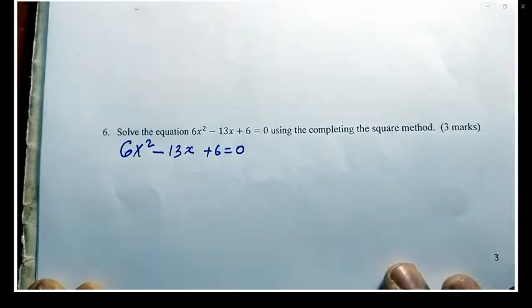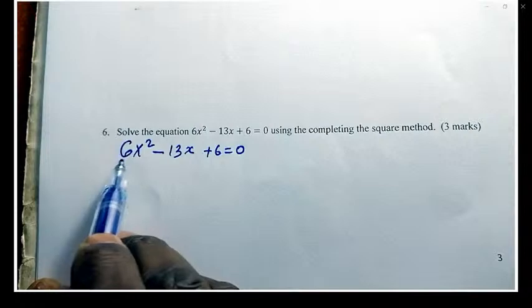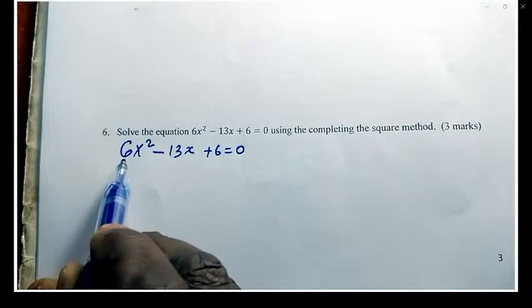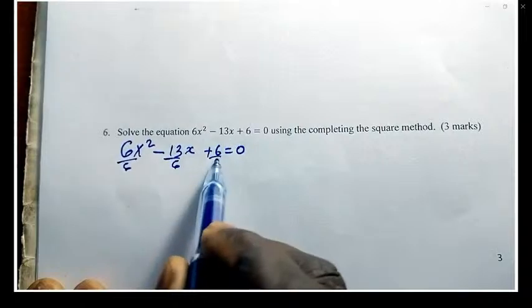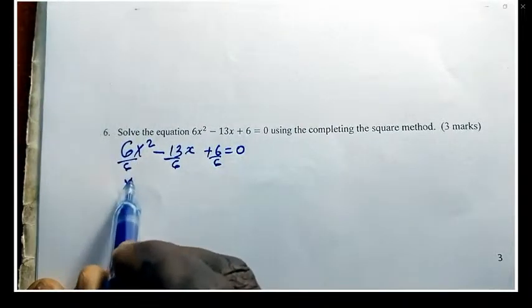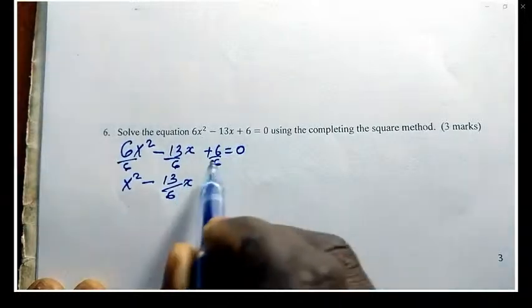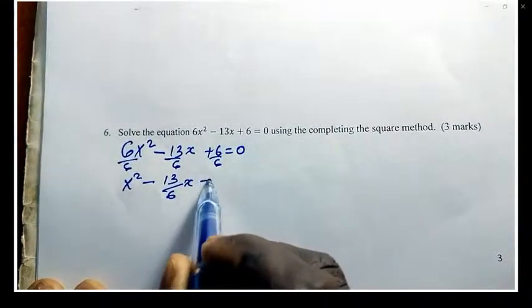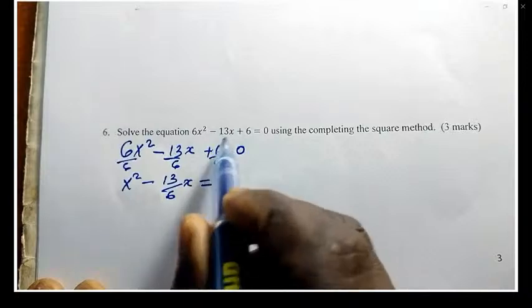Using the complete square method, first we make sure we have removed this 6 here. How do you remove the coefficient of x square? You divide every term by 6. So we go to x square minus 13 over 6x. This term, take it to the other side, it will be negative 1, because this is 1, it goes here as negative 1.